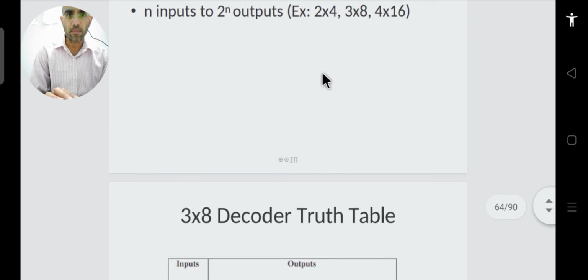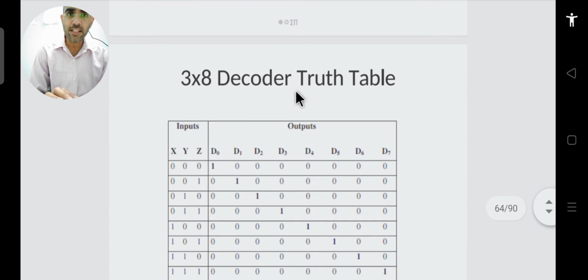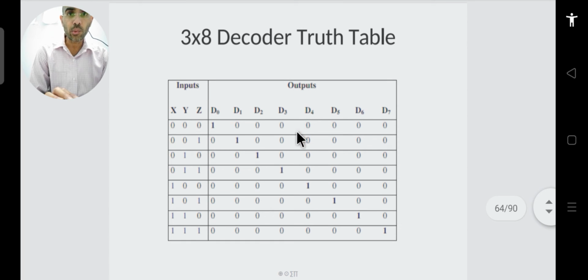So how to implement it? Let's understand the procedure to design a decoder with the help of a 3 cross 8 decoder. A 3 cross 8 decoder will have 3 inputs, so this 3 is nothing but the number of inputs. These 3 inputs can have all the possible combinations, starting from 0 0 0 up to 1 1 1. So 0 0 0, 0 0 1, 0 1 0, and so on up to 1 1 1. These are all the 8 possible combinations for these 3 inputs.